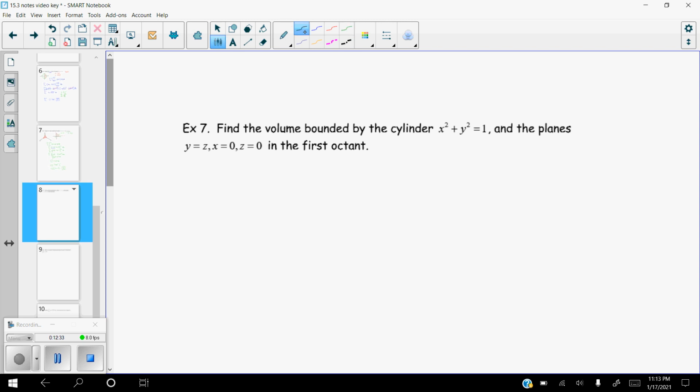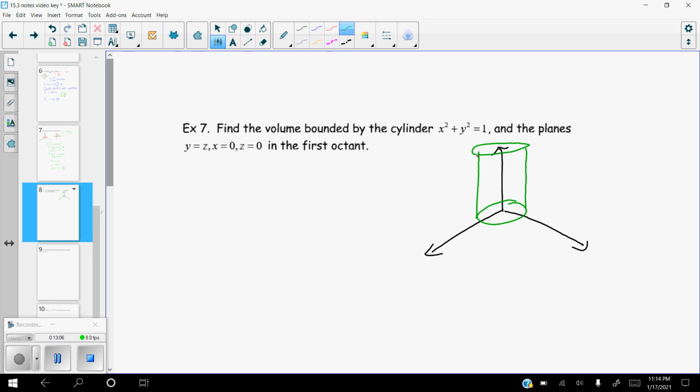So I'm trying to find the volume bounded by the cylinder, x squared plus y squared equals 1. So that's a cylinder with a radius of 1 that basically surrounds the z-axis. So it's going to look something like this, up through here, and so on. Technically, it doesn't stop. Oh, yes, it does. I'm sorry. It says in the first octant, so I don't need to worry about extending the cylinder. The cylinder itself extends in both directions on the z-axis infinitely.